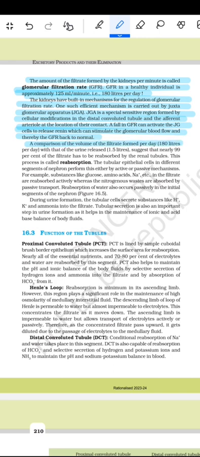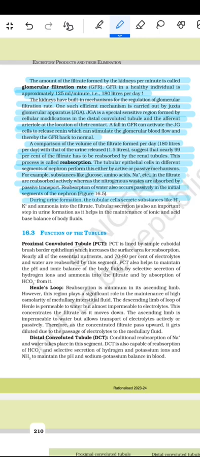A comparison of the volume of filtrate formed per day, 180 liters per day, with that of the urine released, 1.5 liters, suggests that nearly 99 percent of the filtrate has to be reabsorbed by the renal tubules. This process is called reabsorption. The tubular epithelial cells in different segments of the nephron perform this either by active or passive mechanisms. For example, substances like glucose, amino acids, Na+, etc. in the filtrate are reabsorbed actively, whereas nitrogenous wastes are absorbed by passive transport. Reabsorption of water also occurs passively in the initial segment of the nephron.